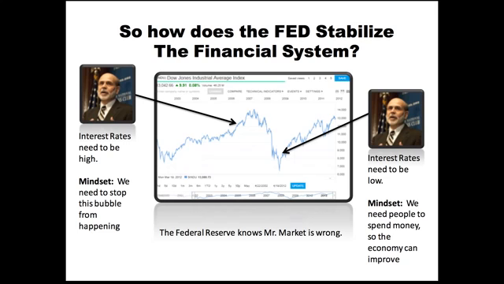We need people to spend money, so what do they do? They lower the interest rates, because they need all that money to get out in the system, and they need people to start buying things so that the economy then grows again. So if there's one thing that the Federal Reserve knows, it is that Mr. Market is wrong, and they're trying to counteract Mr. Market by adjusting those interest rates.